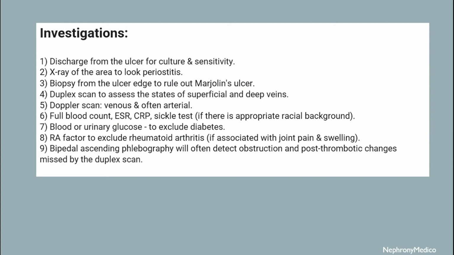Discharge from the ulcer for culture and sensitivity, X-ray of the area to look for periostitis, biopsy from the ulcer edge to rule out Marjolin's ulcer, duplex scan to assess the status of the superficial and deep veins, Doppler scan for venous and often arterial cause. Full blood count can be done, ESR, CRP, sickle test, blood or urinary glucose to exclude diabetes, RF factor to exclude rheumatoid arthritis if associated with joint pain and swelling. Bipedal ascending phlebography will often detect obstruction and post-thrombotic changes missed by duplex scan.